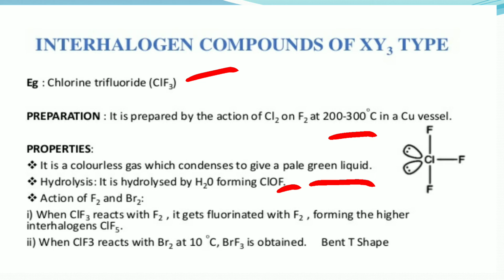Action of F2 and Br2. When ClF3 reacts with F2, it gets fluorinated, forming a higher interhalogen, that is ClF5. And when ClF3 reacts with Br2 at 10 degrees Celsius temperature, we get another XY3 type of interhalogen, that is BrF3, okay, and it is bent T-shaped.